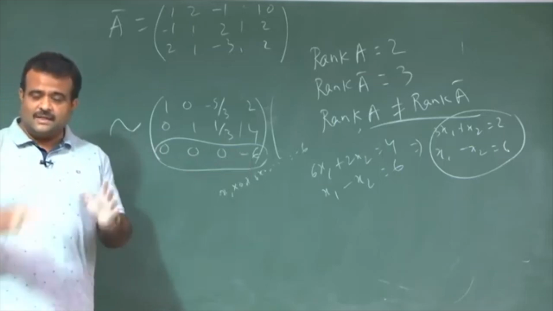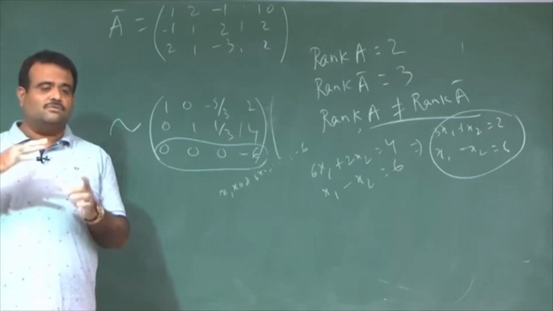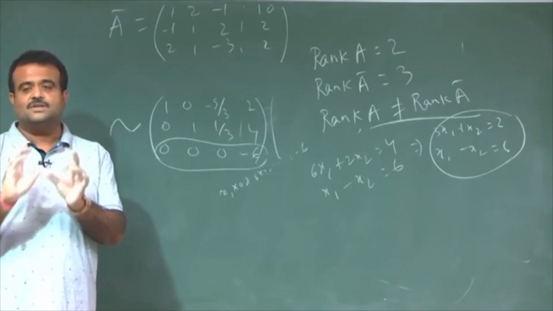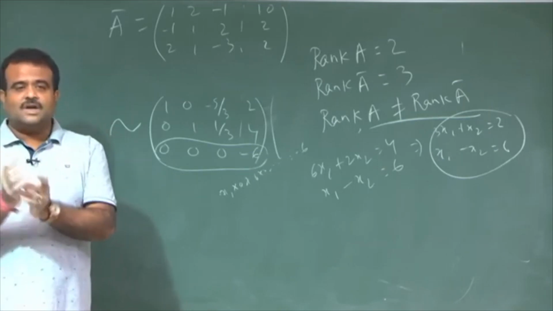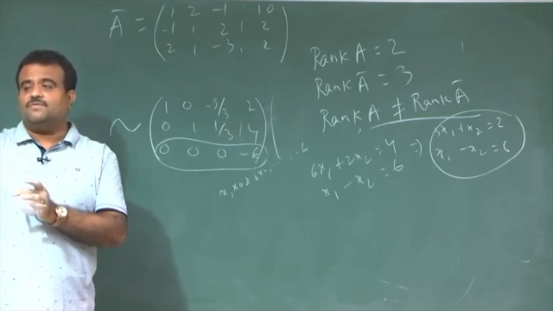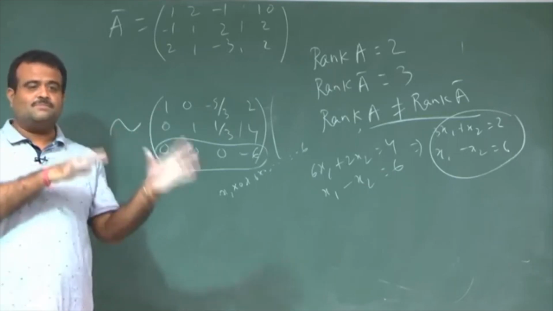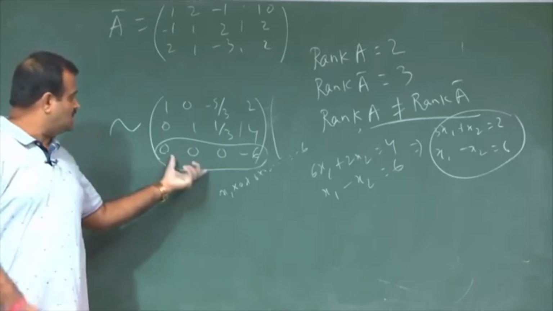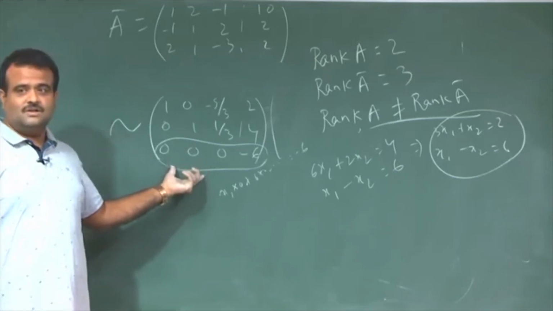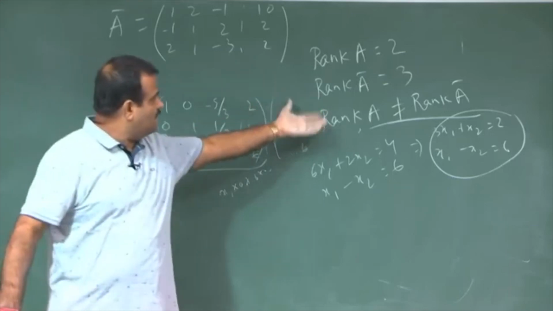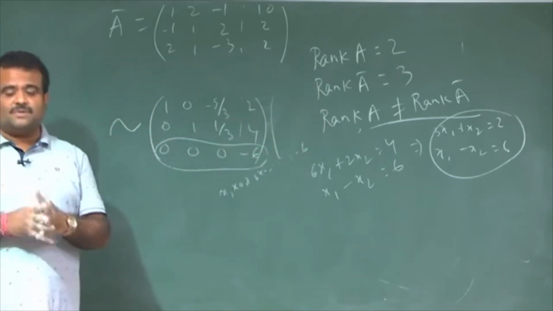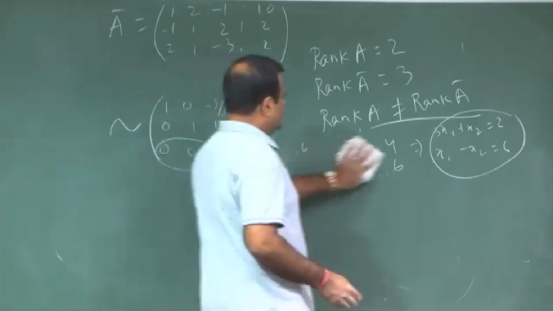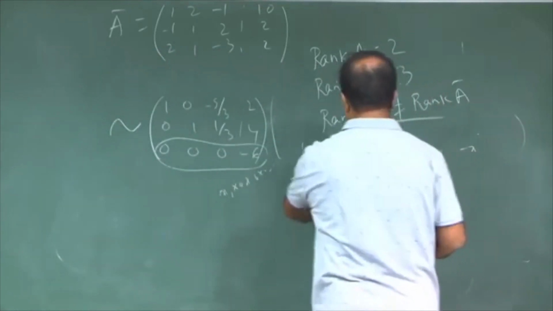Again I am telling you, while we are doing the row operation on the augmented matrix, we are just reaching an equivalent system of equations which has the same solution as the original system. Now this system has no solutions, that is why the rank of the augmented matrix should equal the rank of the matrix. So that means this system is inconsistent.